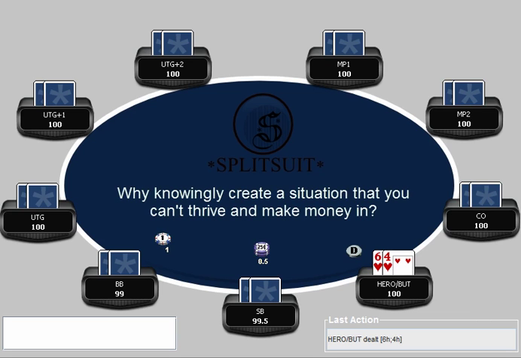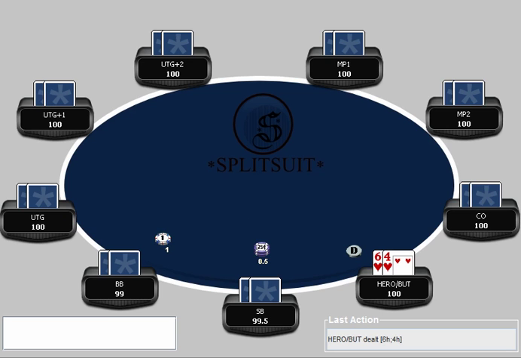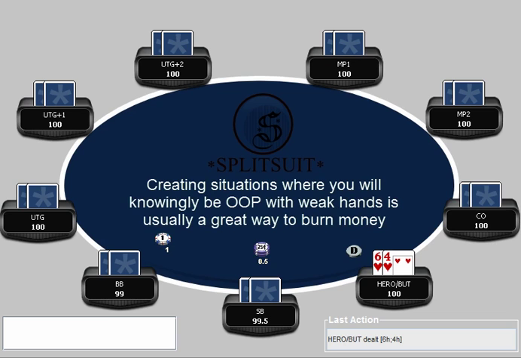And coupled on top of that, the majority of the time when you raise and get called, you're going to be out of position. So now you not only have to play a really awkward spot, but you have to do so out of position. And that's just a situation where you're probably not going to make a lot of money.